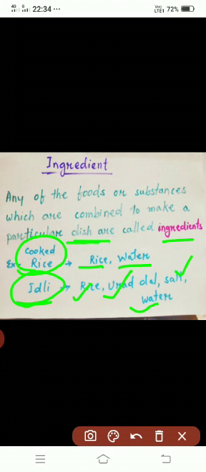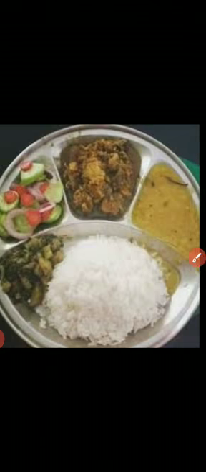So let me ask you one question. What are all the ingredients you need to prepare a cup of tea? Yes, you need water, tea leaves and sugar. Using these three ingredients, we can make a cup of tea.